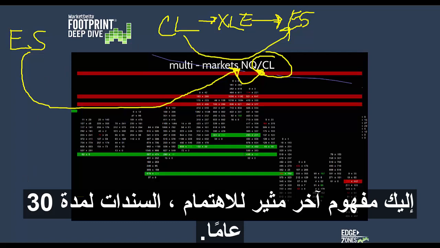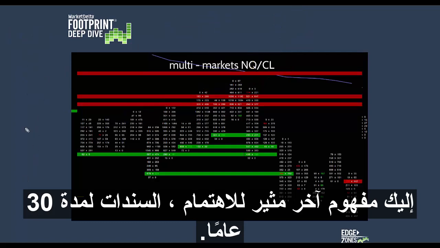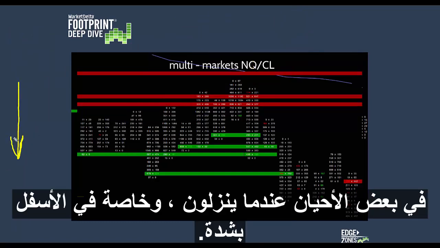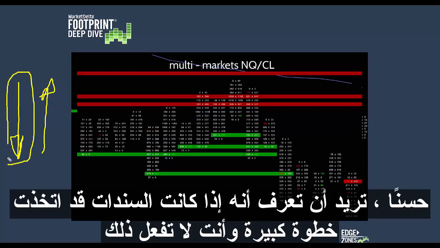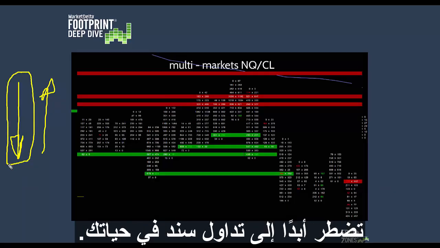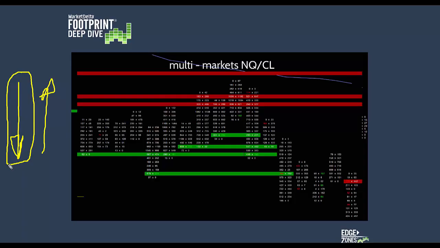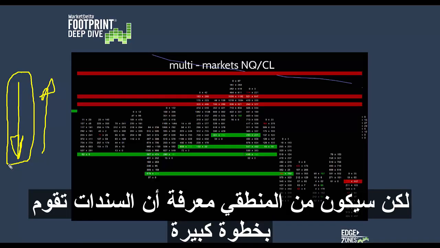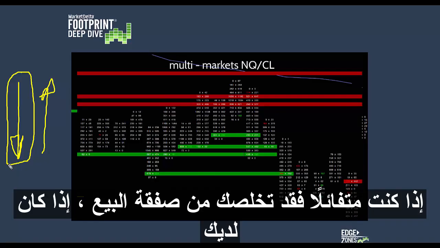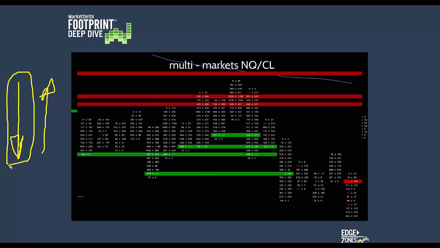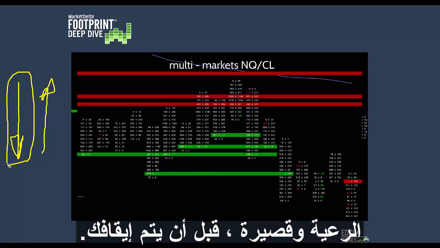Here's another interesting concept. The 30-year bonds, sometimes when they go down, especially down hard, the S&Ps go up hard. Well, you want to know that if the bonds make a big move, and you don't ever have to trade a bond in your life. But it would make sense to know the bonds just are having a big move lower, because it might get you into a long trade if you're bullish. Might get you the hell out of a short trade if you're bearish and short, before you have to get stopped out.